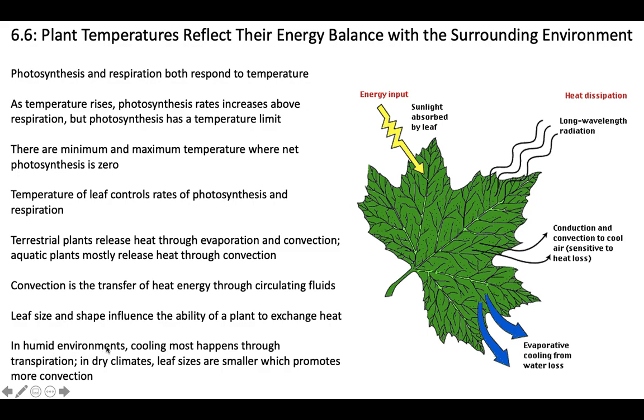And in hot environments, cooling mostly happens through transpiration. So plants will transpire sometimes to cool down their surfaces, because if they get too hot, it will interfere with the enzymatic reactions involved in photosynthesis. In dry climates, leaf sizes tend to be smaller, and that promotes more convection.